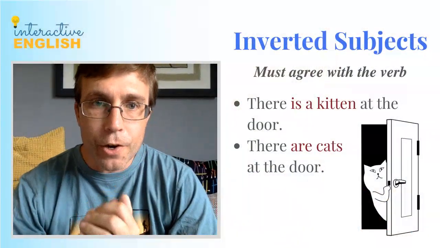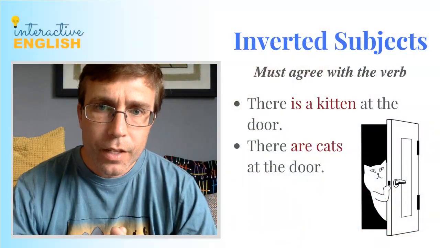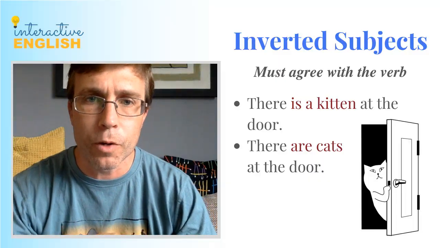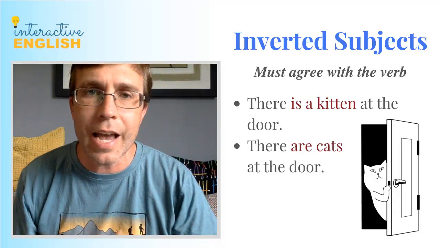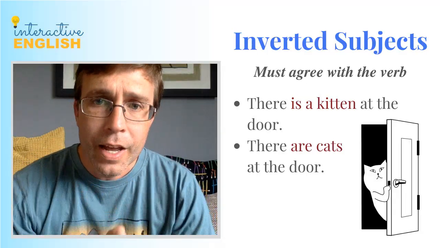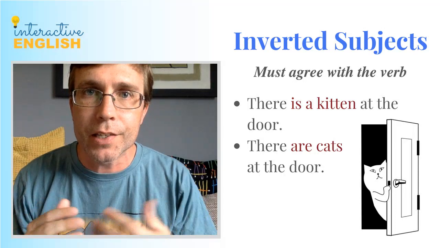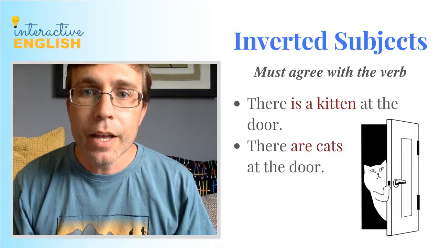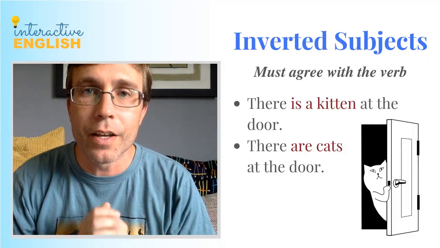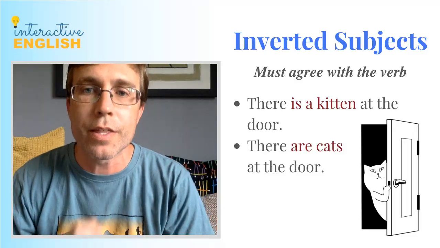Now, let's continue and talk about some other ways that we can use subject-verb agreement, and then we're going to practice, all right? So let's talk about inverted subjects. If we're talking about inverted subjects, we're starting the sentence with there. Or sometimes if we're using a question, you might say how many or how much. And the reason I say it's inverted is because in this case, the verb comes before the subject. But the subject must still agree with the verb.